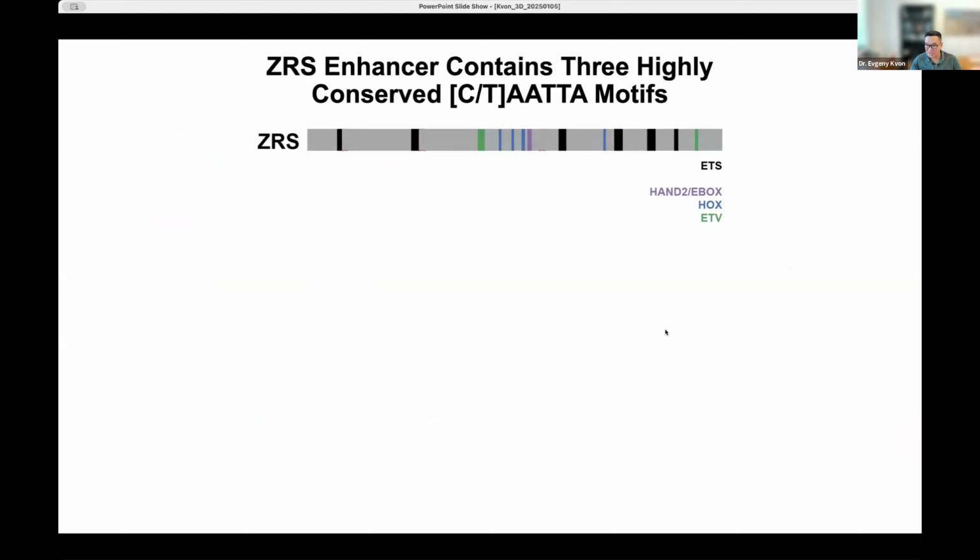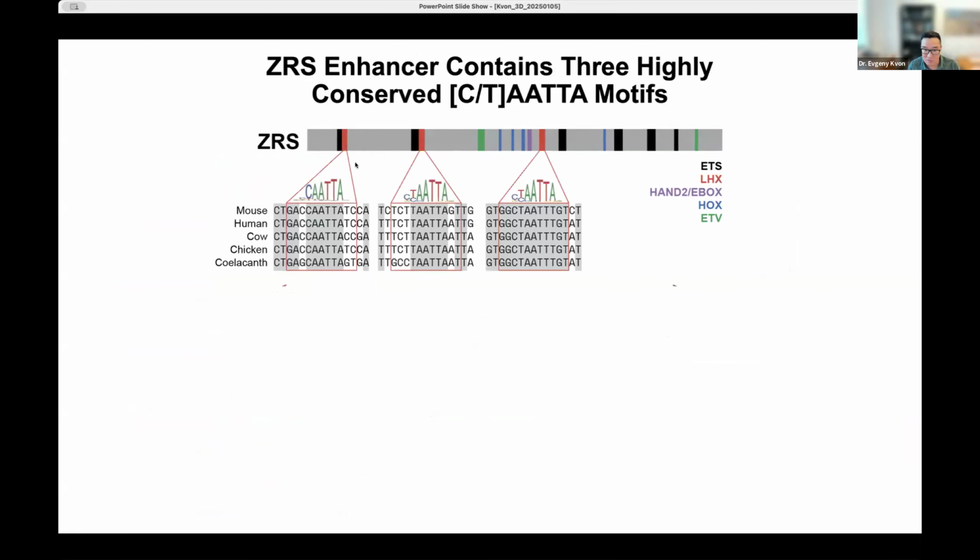Okay, so what about ZRS itself, right? Some of you might wonder, okay, ZRS somehow works. So we looked at the ZRS sequence, and here I show you the ZRS enhancer and the different binding sites for transcription factors that were characterized by other labs. When we inspected the sequence of ZRS in more detail, we found that there are also three LHX sites that were previously uncharacterized, and those sites are conserved all the way to fish, right?